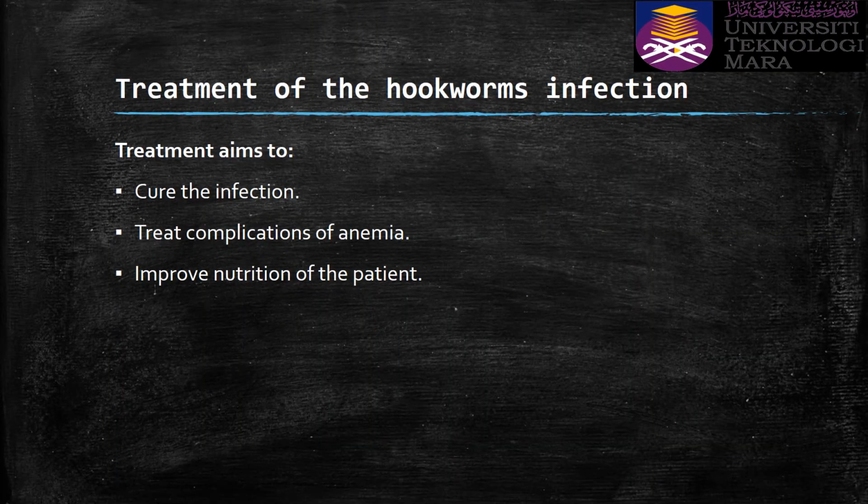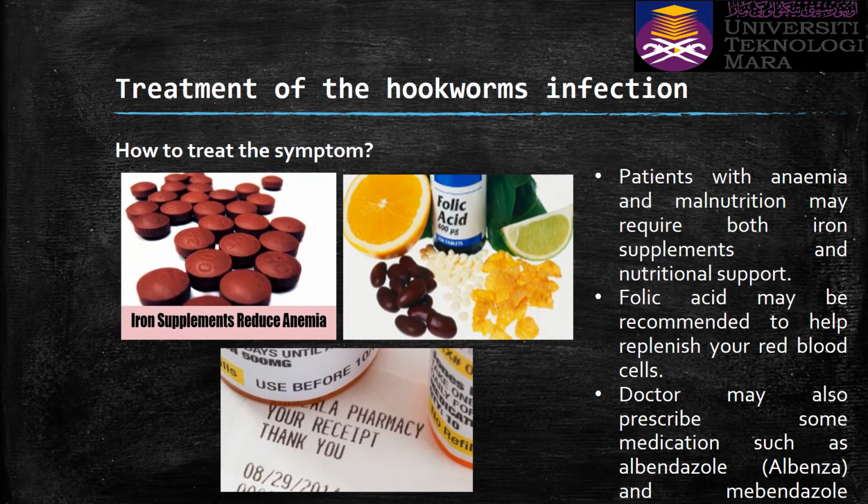The goals of treatment are to: 1. Cure the infection. 2. Treat complications of anemia. 3. Improve nutrition of the patient. Infection can be treated with various methods, either from nutritional diet or medication.